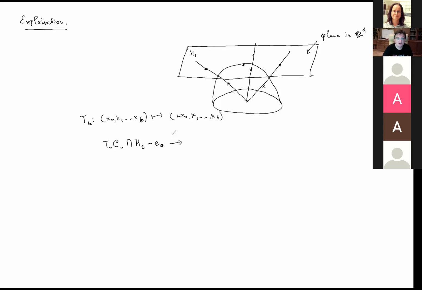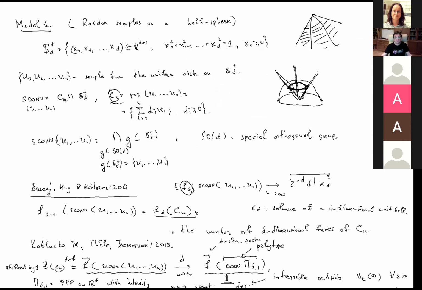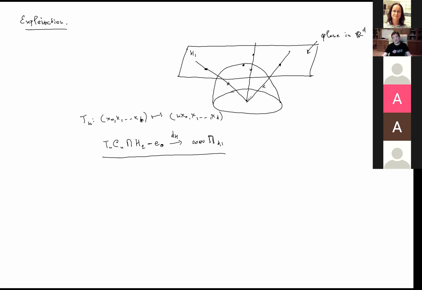So this converges in the Hausdorff distance to the convex hull of P_d^1. And then it can be checked that the f-vector is continuous with respect to this convergence, and that the f-vector of this object is the same as the f-vector of our spherical convex hull. So you can imagine easily how this picture looks when passing to the limit.